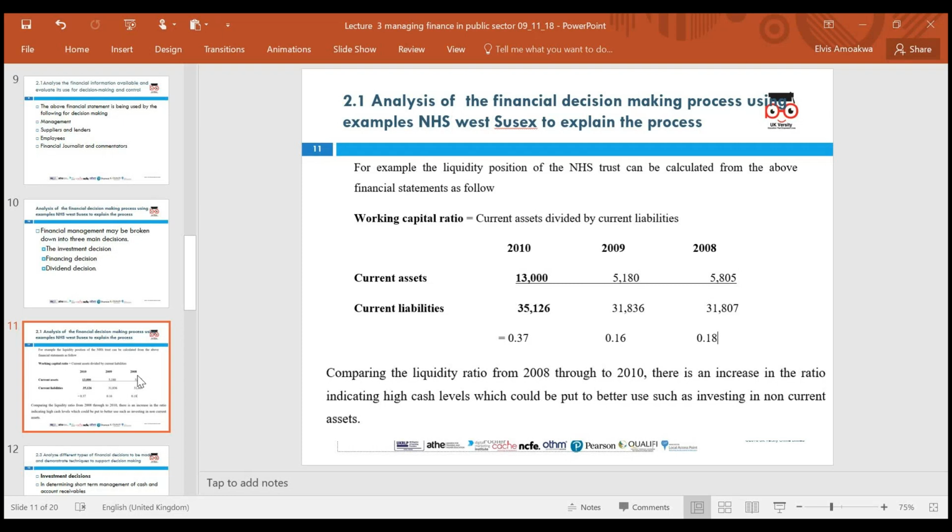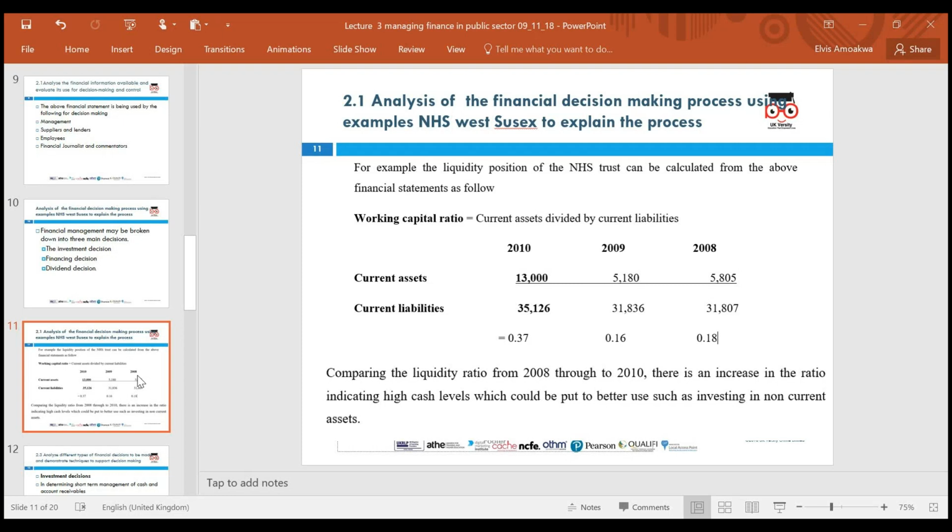So if you look at here, I've looked at the current assets for 2013 and 2010, 2009, and 2008. And I've looked at the current liabilities for 2010, 2009, 2008. This was done so that I'll be able to at least look at the liquidity position of the organization from 2008 up to 2010. Then I can make my decision that the liquidity position of the organization is sound. I'm confident, I can buy shares.